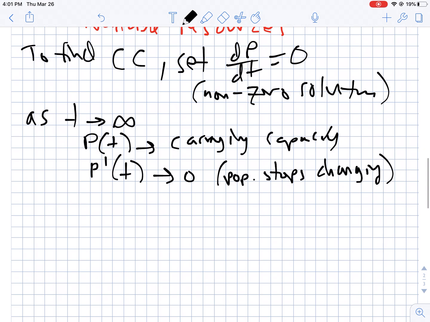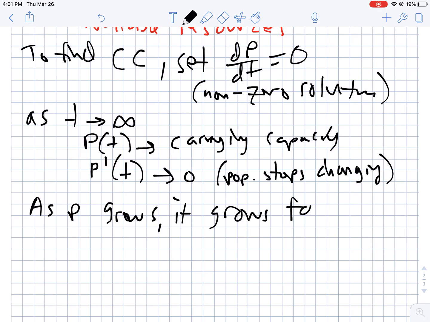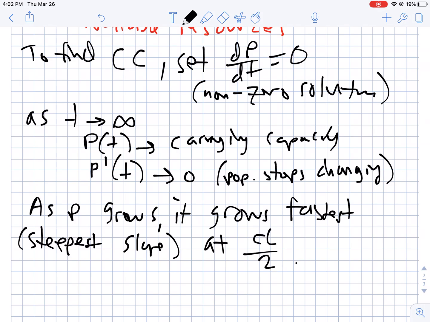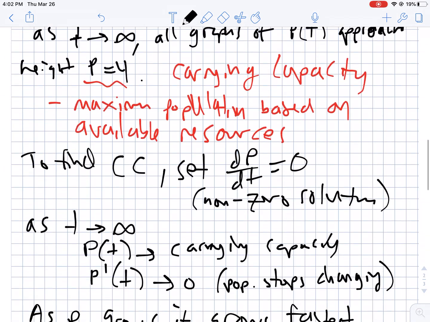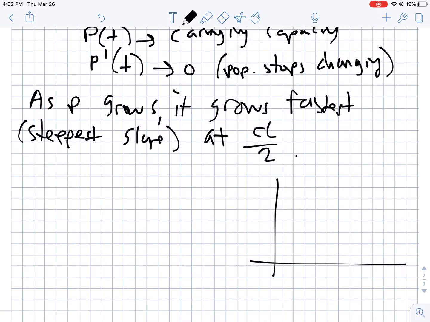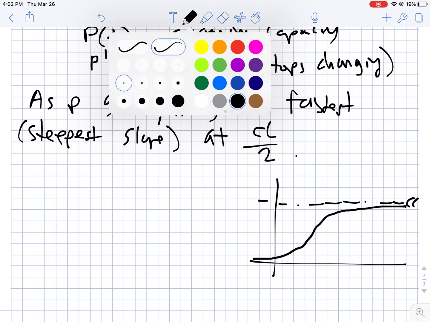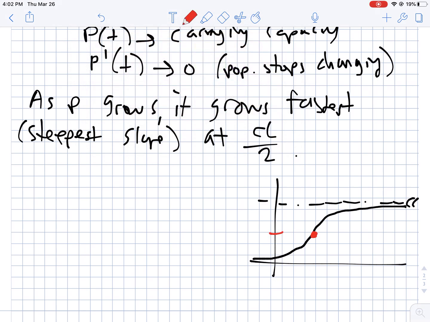Now, another important thing is that p grows the fastest, meaning it has the steepest slope, at the carrying capacity divided by 2. Thinking about these solution curves, they all have that same shape, right? So if you have a carrying capacity up here, the general solution curve for all these looks like this. And the point where it goes fastest, where you have the steepest slope, is the inflection point right there. And that happens at the carrying capacity divided by 2. Okay, and you can actually show that by taking a second derivative and seeing where that's equal to 0. But sure enough, you'll have your inflection point always at half the carrying capacity.